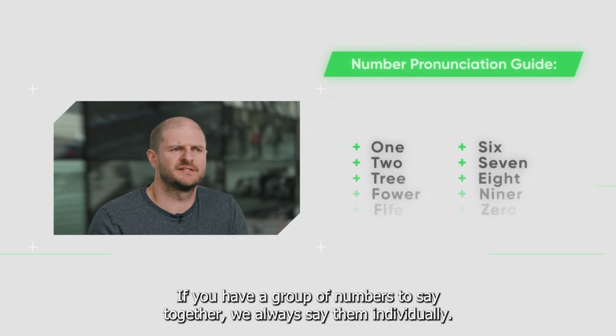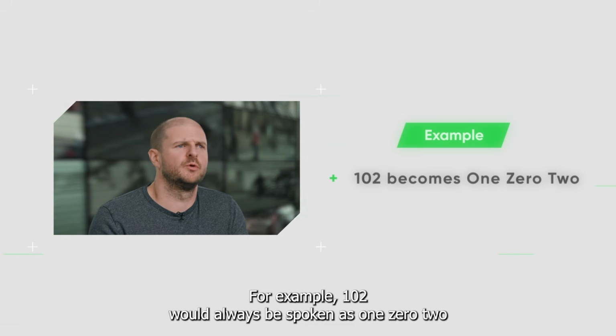If you have a group of numbers to say together, we always say them individually. For example, 102 would always be spoken as one-zero-two.